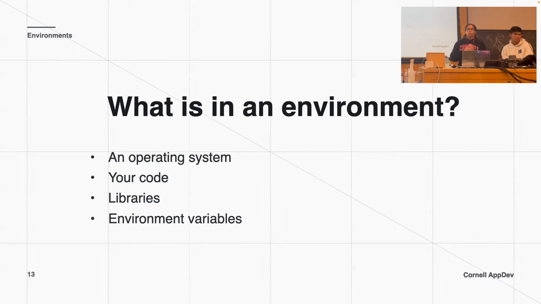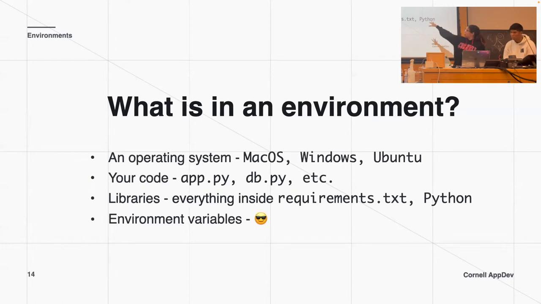That's going to be Mac or Windows, depending on what computer you use. Their code, which in this class would be your db.py or your app.py. All the libraries, which contain all the specific tools that you need to run your code. These specific libraries would be installed when you pip install requirements.txt, and your environment variables. We'll touch later on what an environment variable is specifically. So as I said, the operating system, the code, your libraries, and your environment variables.